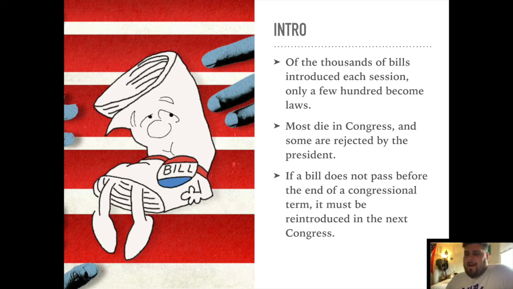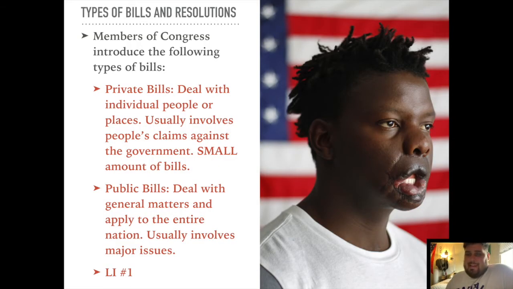If a bill does not pass before the end of a congressional term, it must be reintroduced in Congress the next term. So it's got to start completely over. Pretty easy stuff here to get going. Now, getting into today, the first success criteria here, types of bills and resolutions.